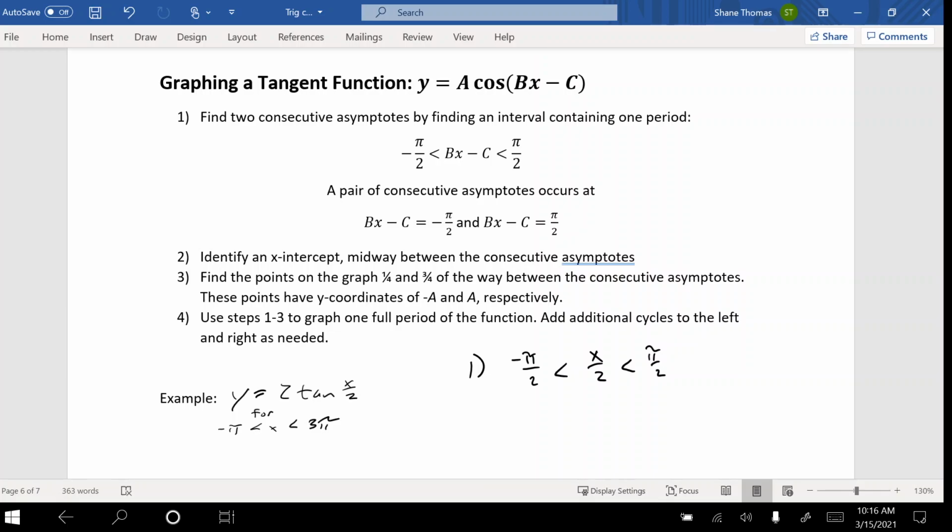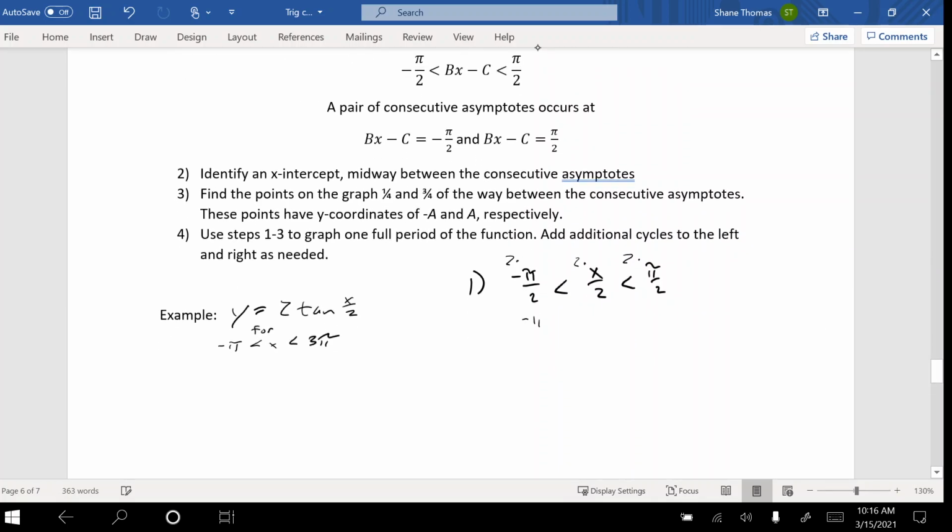Then I want to solve that inequality. Remember back to solving inequalities, you can do the cover-up method where you cover up the right side, figure out what you have to do to solve for x, and then do it everywhere. In this case, we're going to multiply everything by 2. So 2, 2, 2, and that simplifies down to negative pi less than x less than pi. That means I have asymptotes at negative pi and positive pi. That's the first thing.